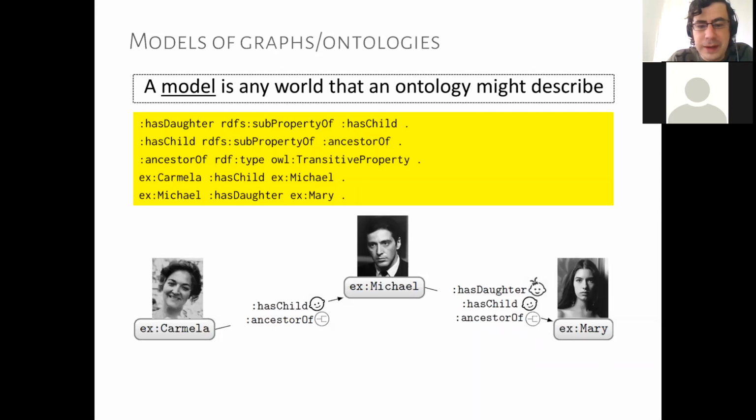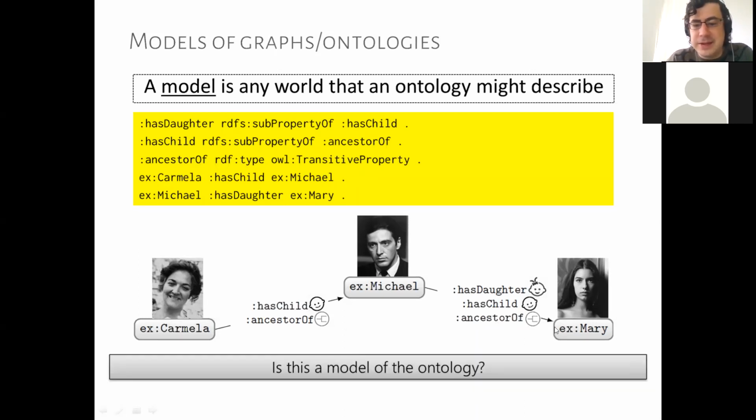The reason why not is because it's missing something, right? If in the real world that we're describing, Carmela is not the ancestor of Mary, then it's not correct to say that ancestor of is a transitive property. So if in what we're describing, this individual referred to as Carmela is not an ancestor of this individual referred to as Mary, then this is not something that our graph is describing. It's inconsistent or doesn't fit what we're describing.